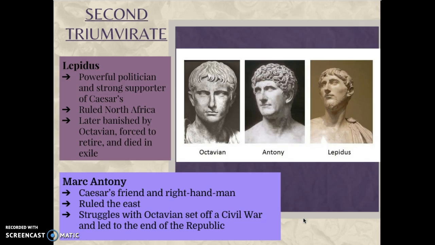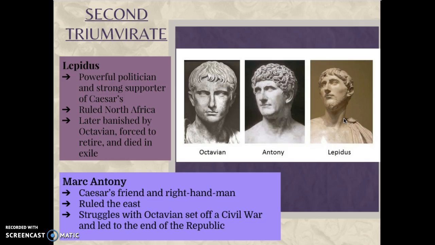So chaos comes out. Then a second triumvirate is formed by three other powerful men, right? Mark Antony, Caesar's friend and close ally, Octavian, his grandnephew, and another powerful supporter of Julius Caesar's.